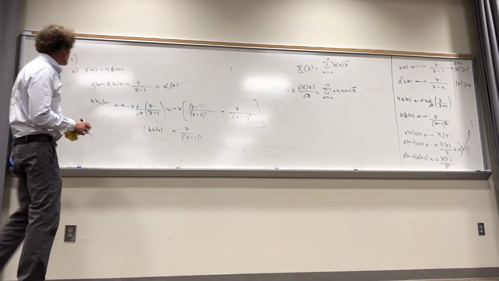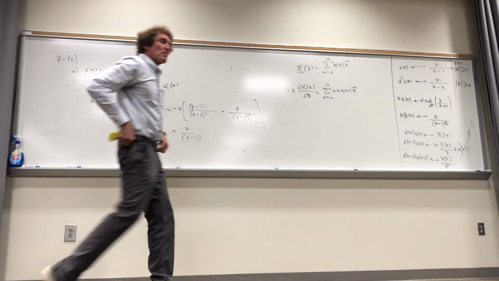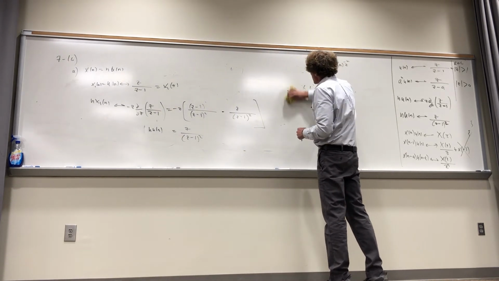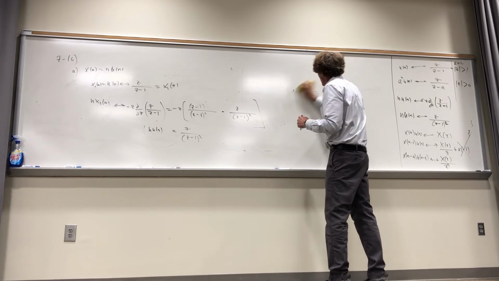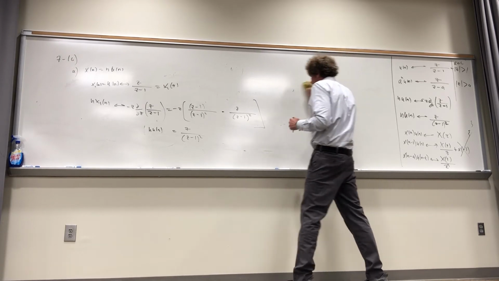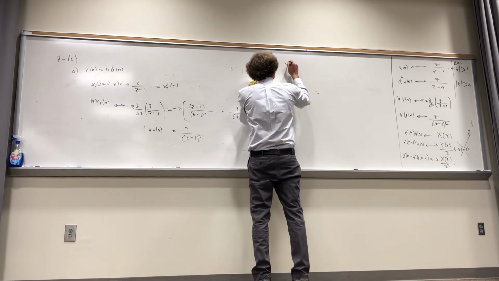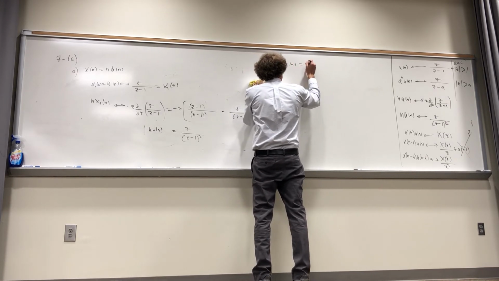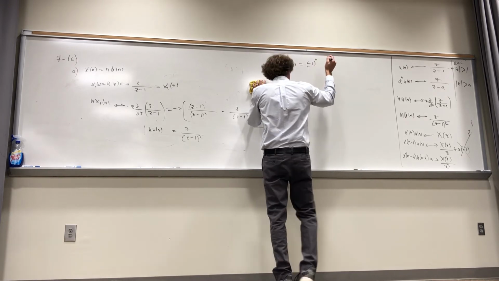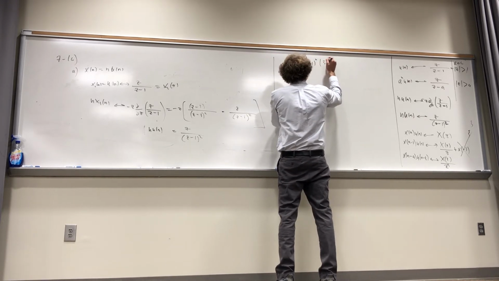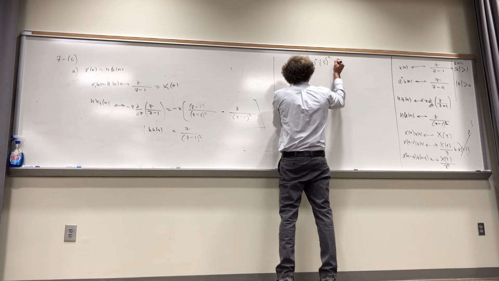All right, that was part A. What was part B of that problem? Yeah, we've covered that part, but the next part is going to be x of n is -1 to the n. Go ahead. 3 to the negative n. All right, go ahead, and then u of n.